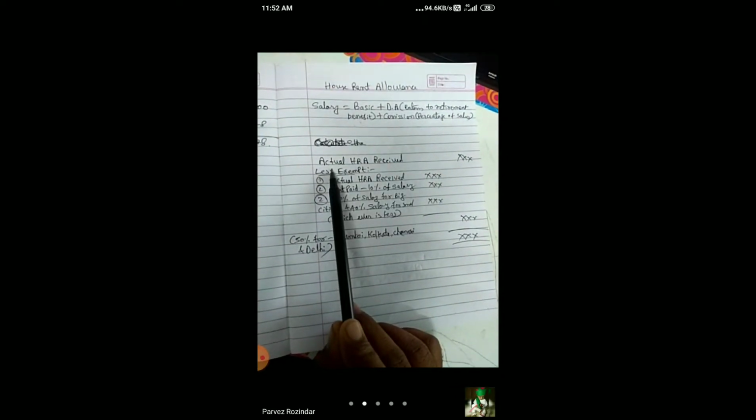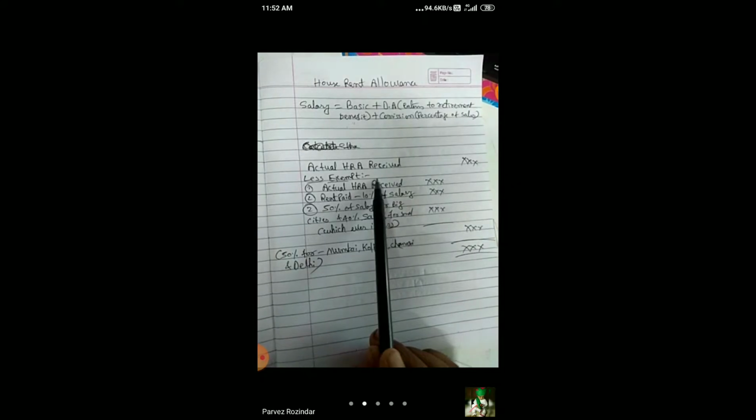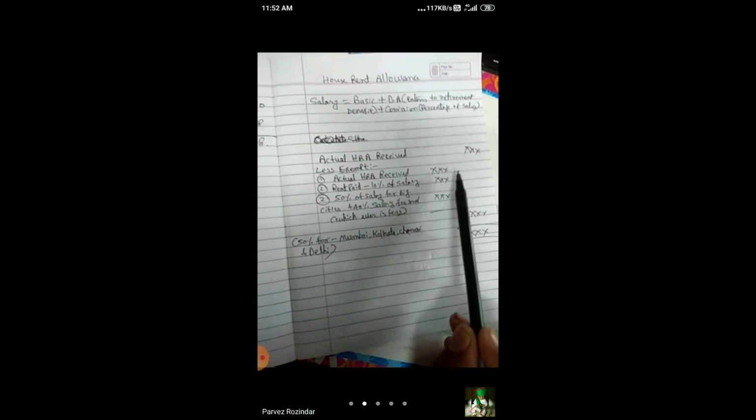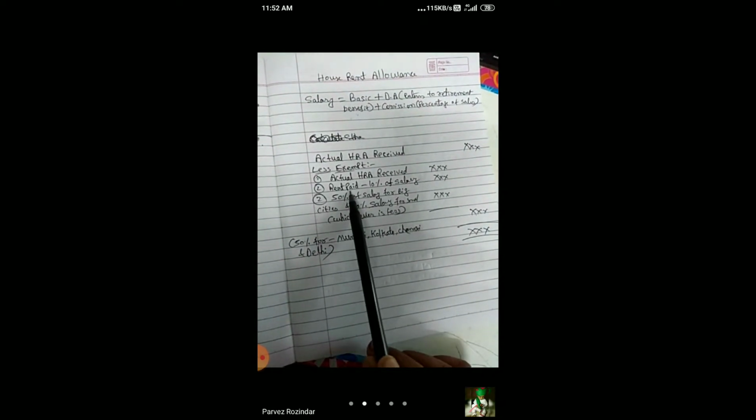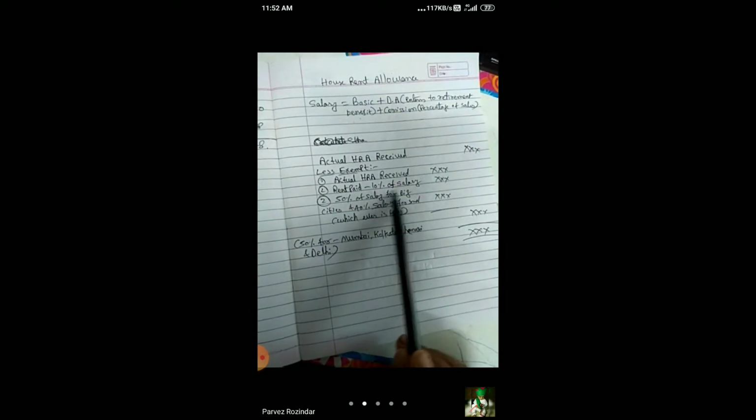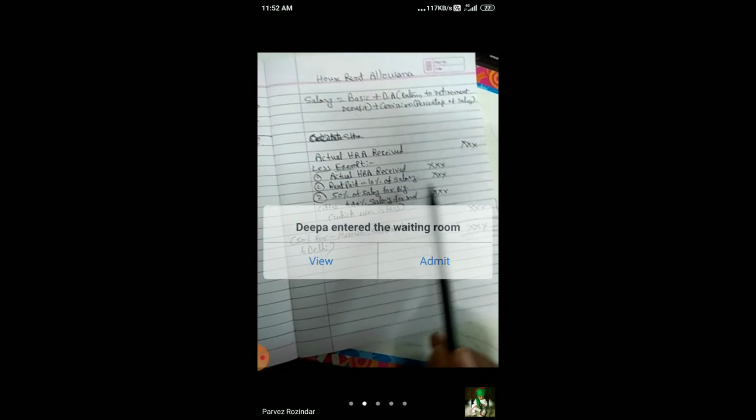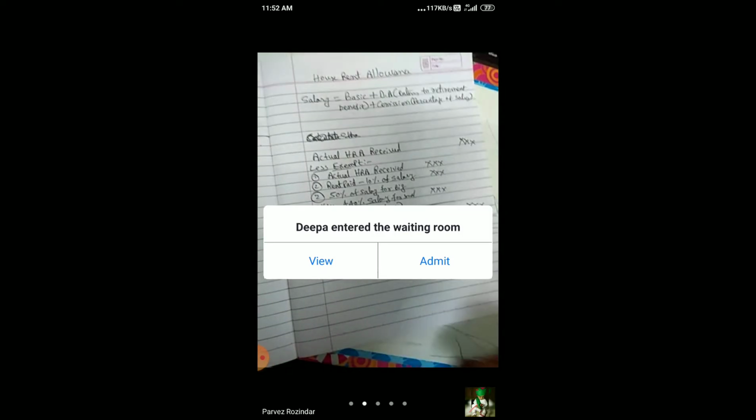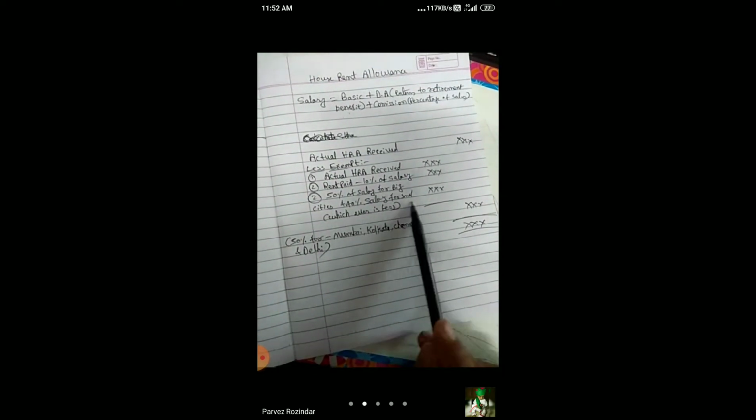Then after this, what is the calculation? This is the calculation of the taxable HRA and exempted HRA. First of all, we need to write down the actual HRA received, which he will give you. Less exempt: number one, actual HRA received, you have to write the amount. Number two, rent paid minus 10% of salary, the salary that we have found here. Then 50% of salary for big cities and 40% of salary for small cities.